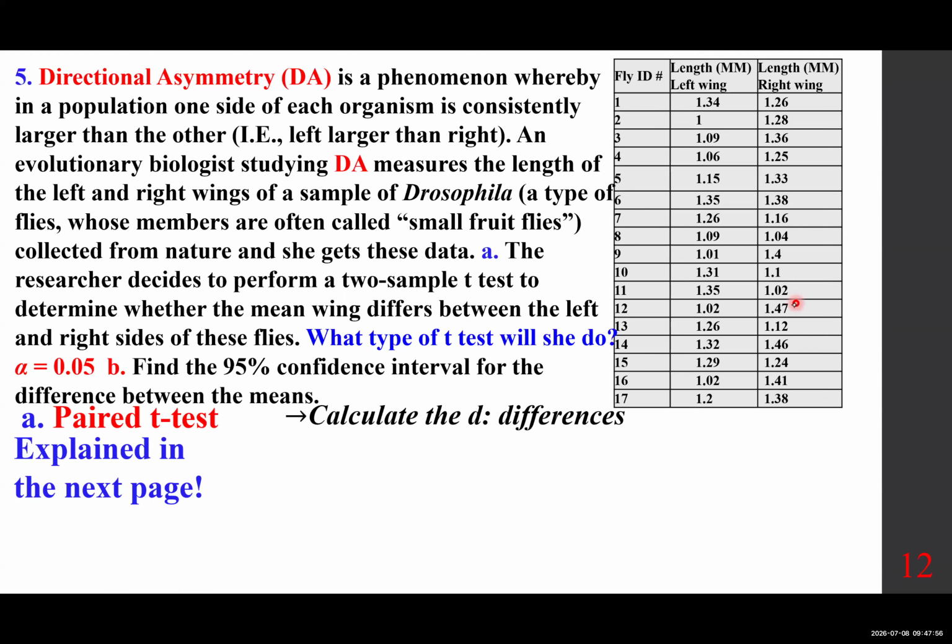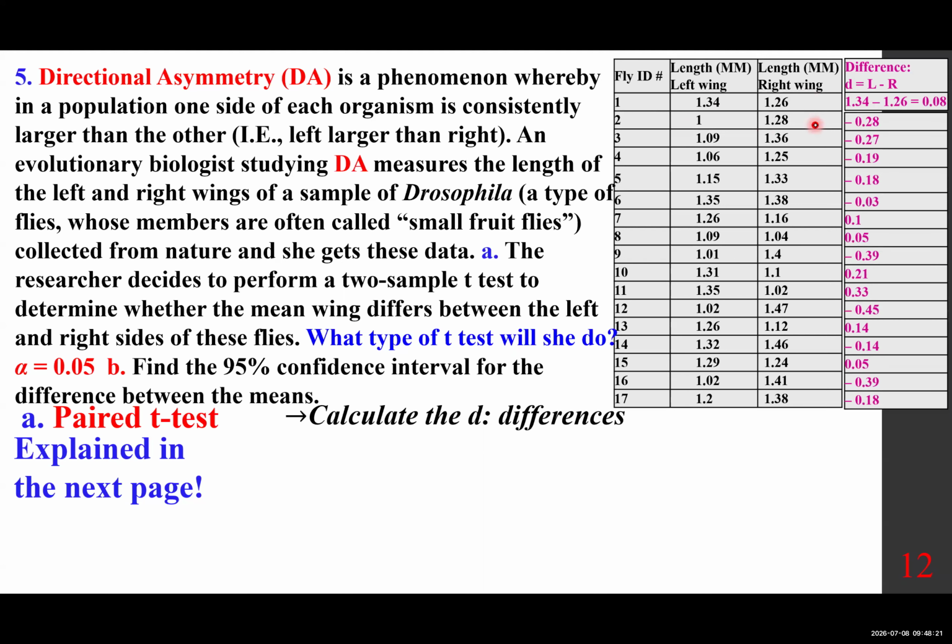Calculate the D, or the differences. So, for example, here 1.34 minus 1.26, put it here, and then imagine you have one sample and deal with X bar. That's one way to do that. So you create the first one and the next one, 1 minus 1.28, and so forth. Now, all you have to do is deal with this. And because we call this D, the difference, we're going to go with D as follows.